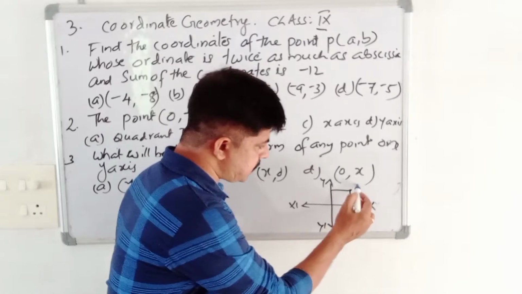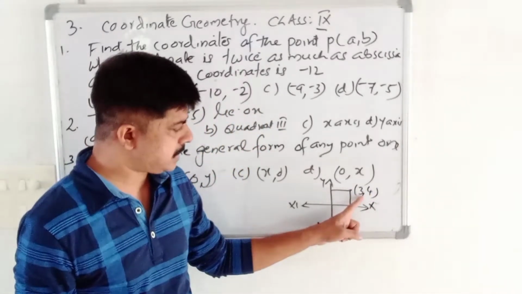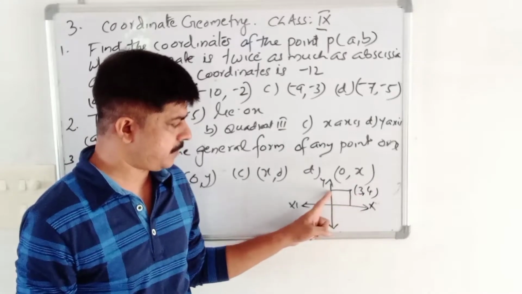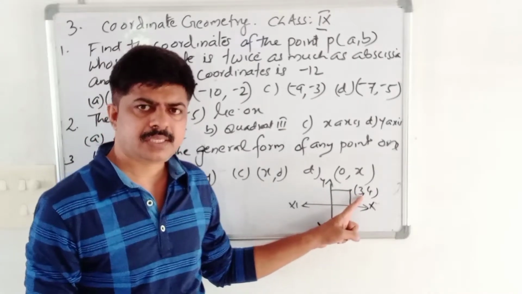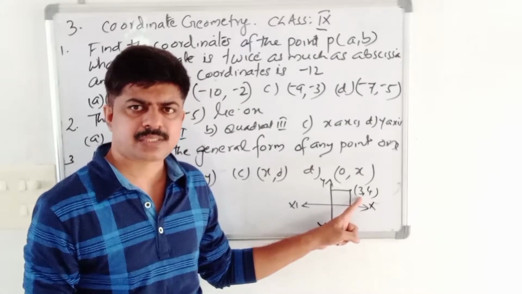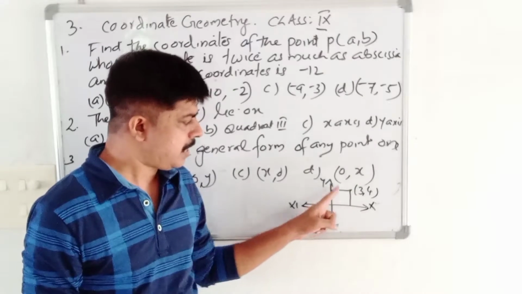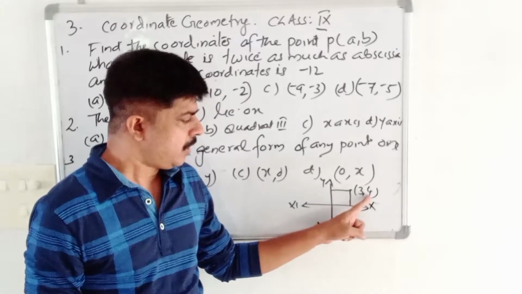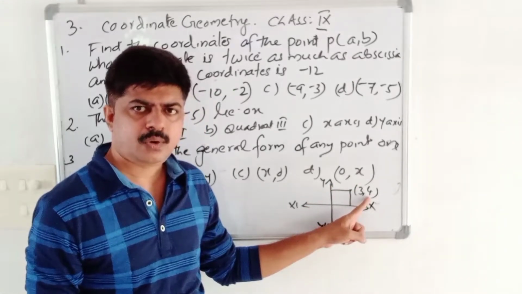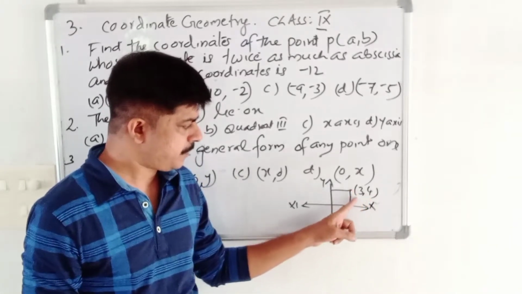Let us take an example. This is the point (3, 4). Here, 3 is the perpendicular distance from the y-axis. The perpendicular distance from the y-axis is called the abscissa or x-coordinate. So 3 is the x-coordinate or abscissa. 4 is called the y-coordinate or ordinate. 4 is the perpendicular distance from the x-axis.